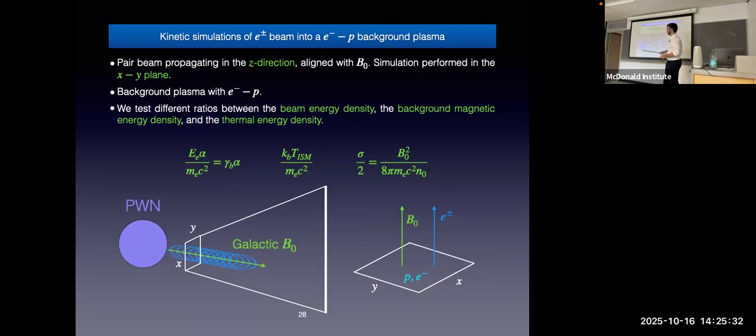Then about the size of the box, of course, we're talking about a very small size, 48 electron skin depths, which is nothing. So what we are seeing is truly the beginning of this process. But that's the best we can do, unfortunately, with this type of technique. I'll ask questions.